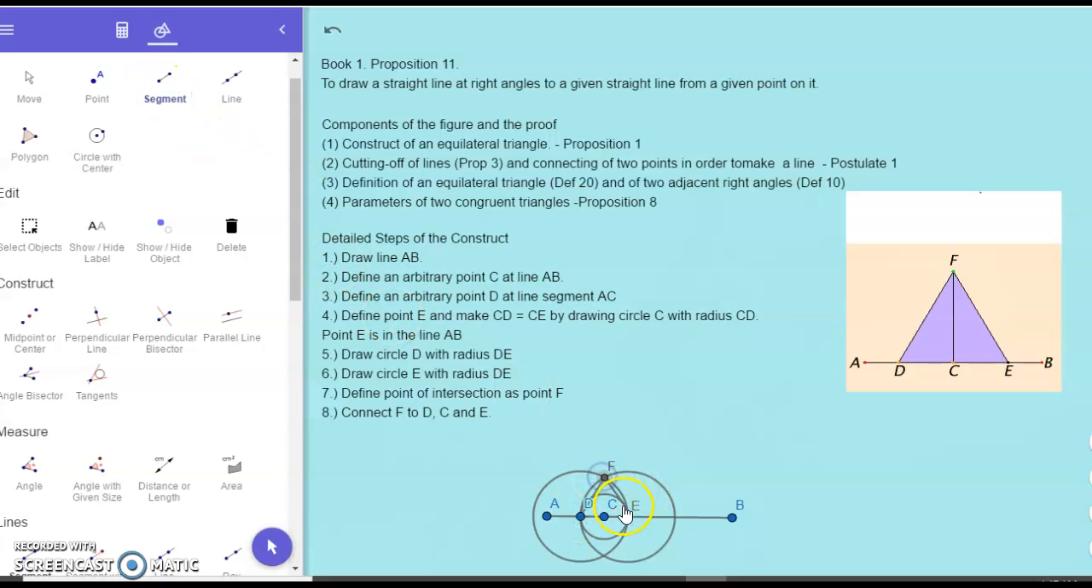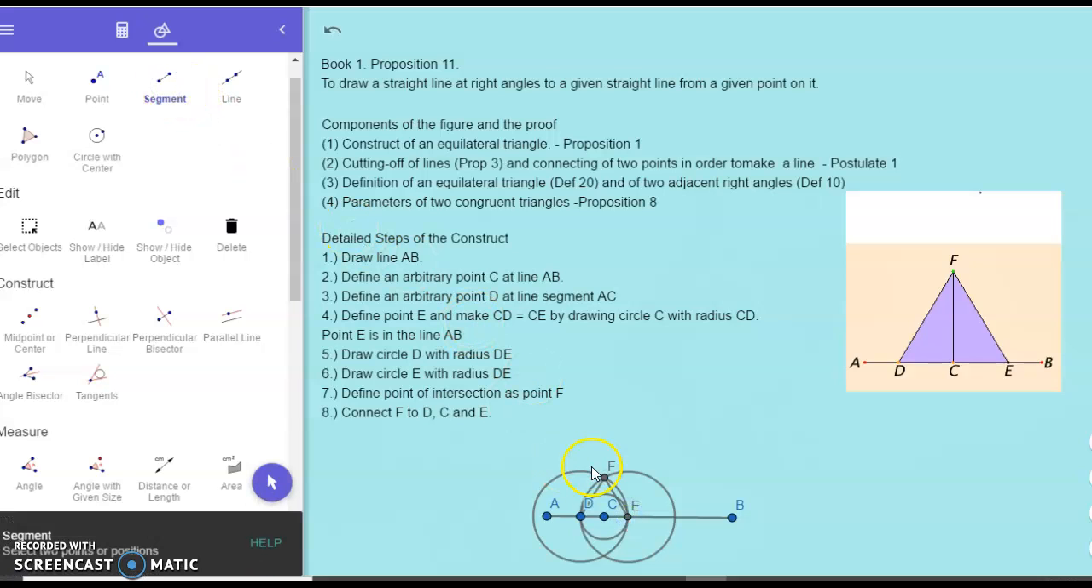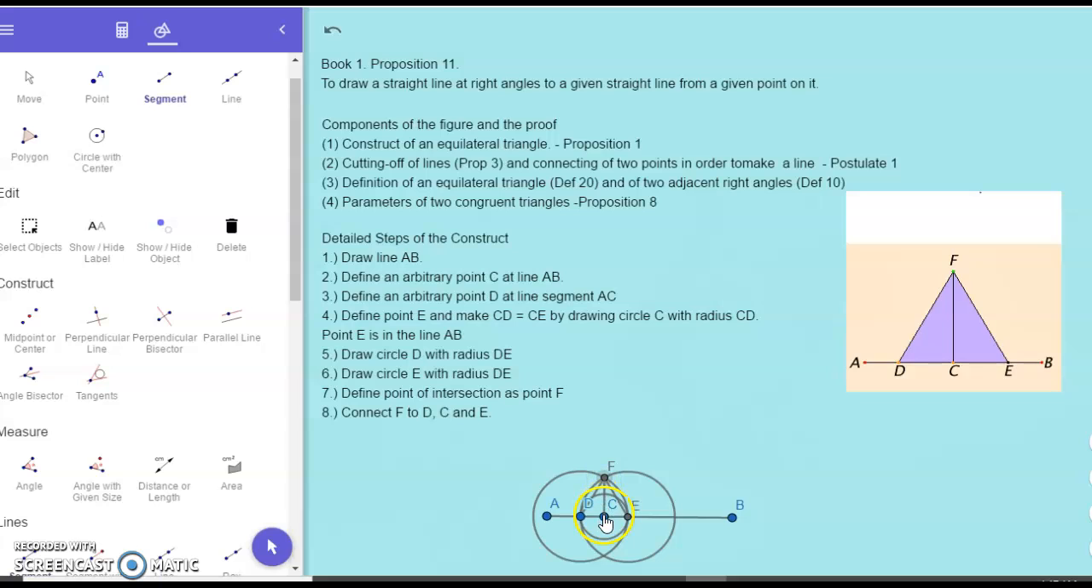And we will now connect C to F to have the common line between two adjacent angles, which is perpendicular to line AB. So there you have it, our construct, our cute construct for proposition 11.